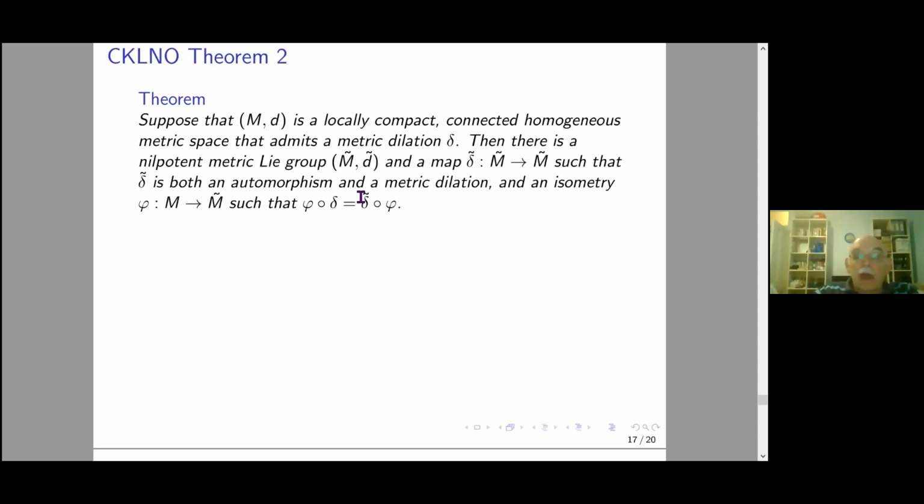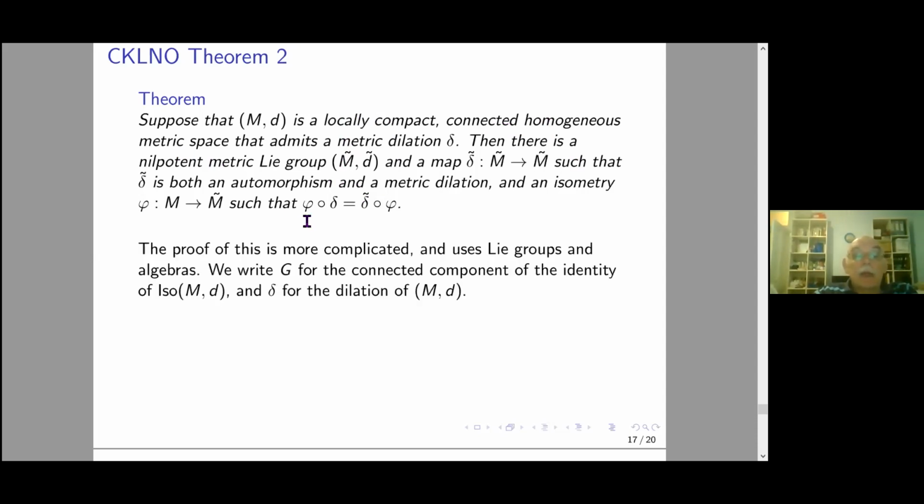So this is saying that this is a little bit more general than Gromov. Gromov started out with some metric groups, and I'm saying that we can replace metric groups by homogeneous metric spaces, and as long as they've got dilations, then essentially they're nilpotent groups. So here is a proof of this.